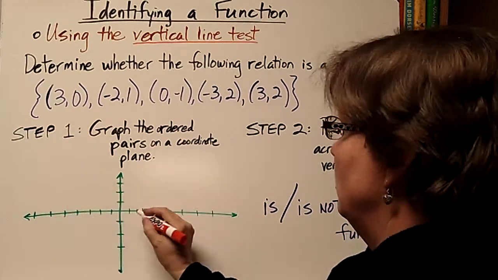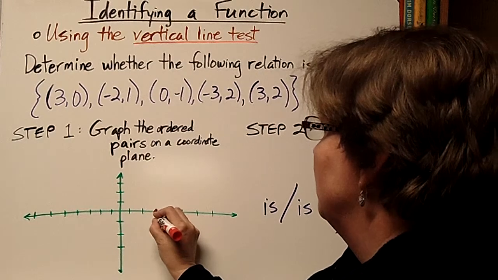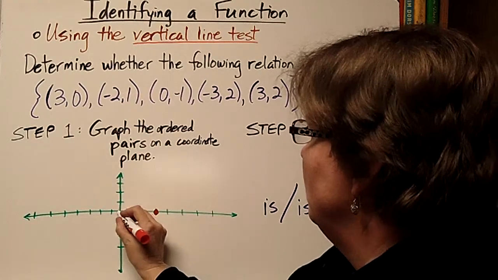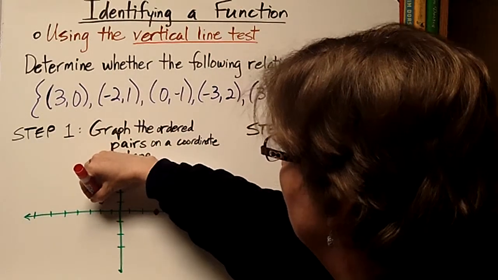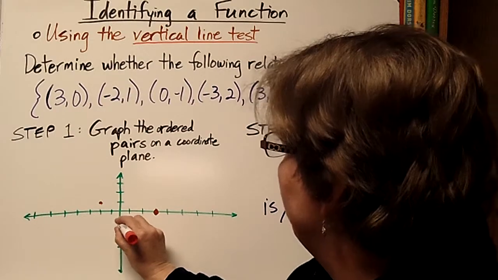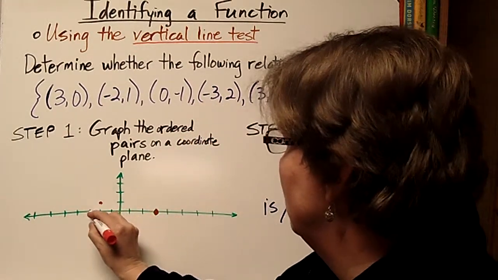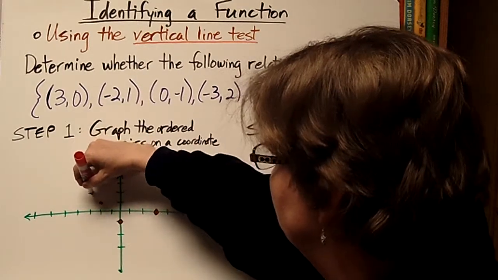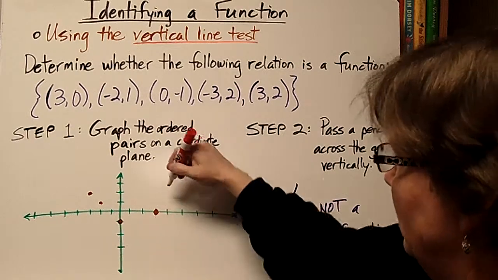3, 0. You'll go over and up none. This one you go to the left 2 and up 1. Then we go up over none but down 1. Then we go to the left 3 and up 2. Then we go to the right 3 and up 2.